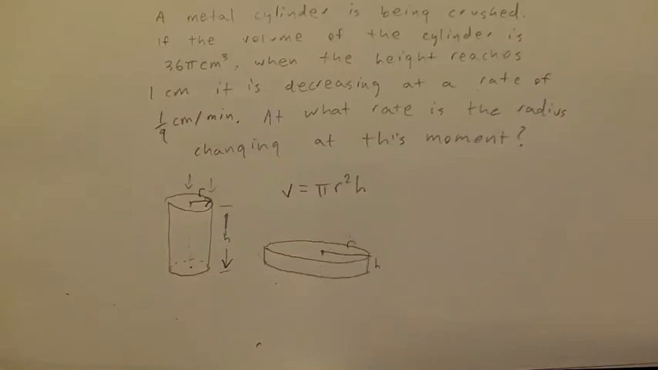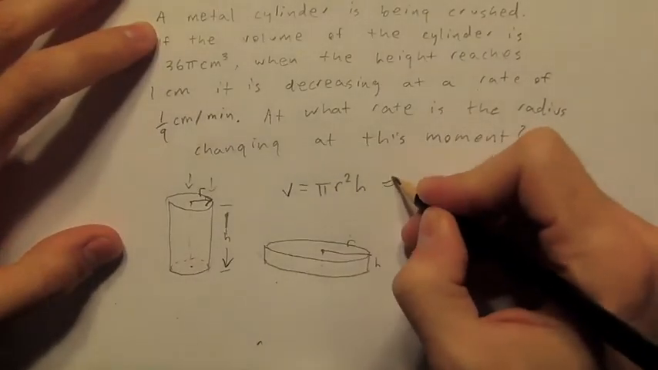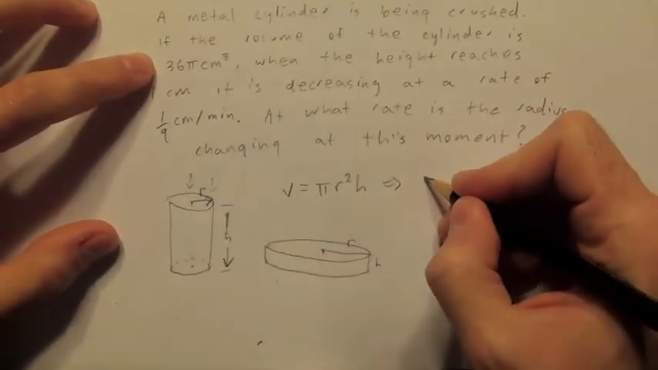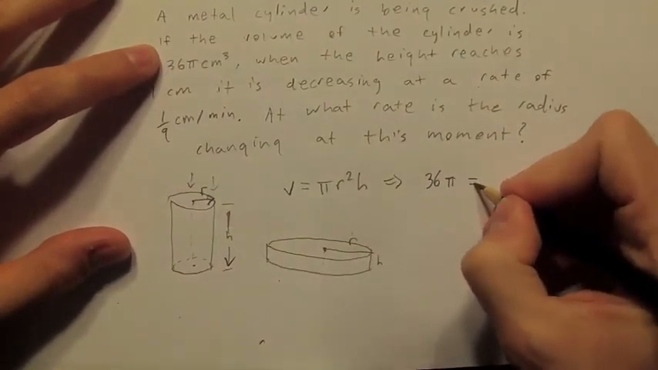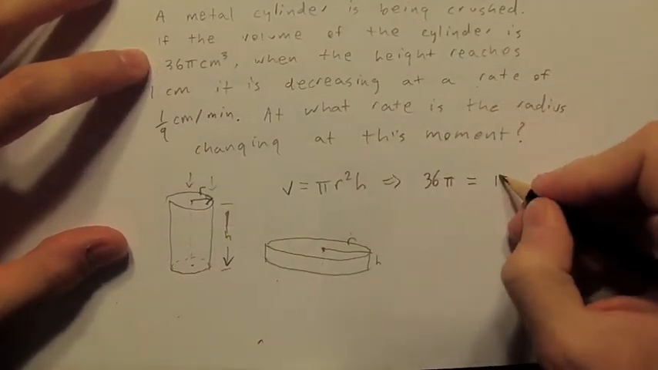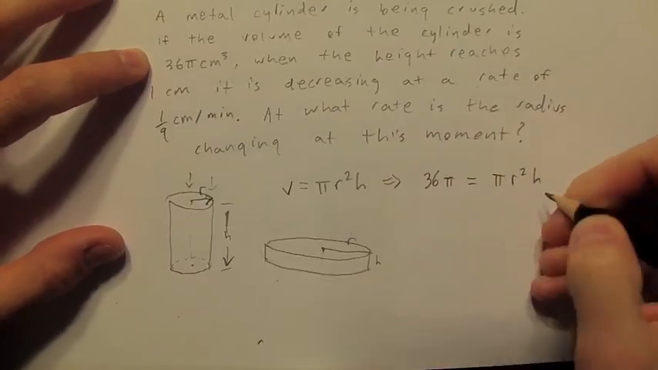Now, I can actually fill in some constants because the radius is changing over time, the height is changing over time, but what isn't changing over time? And that answer is, of course, the volume. So I'm going to go ahead and fill in the volume. The volume is 36 pi, which will be equal to pi r squared h.